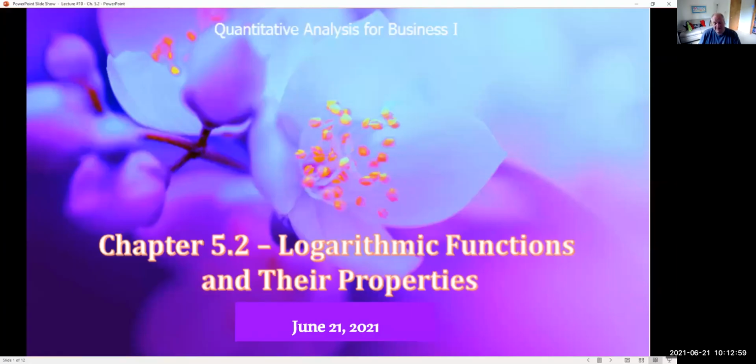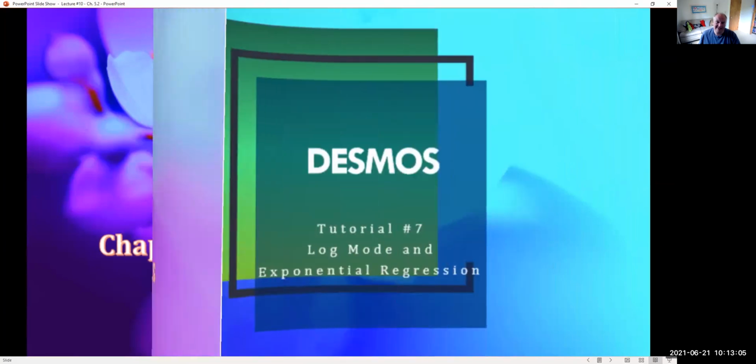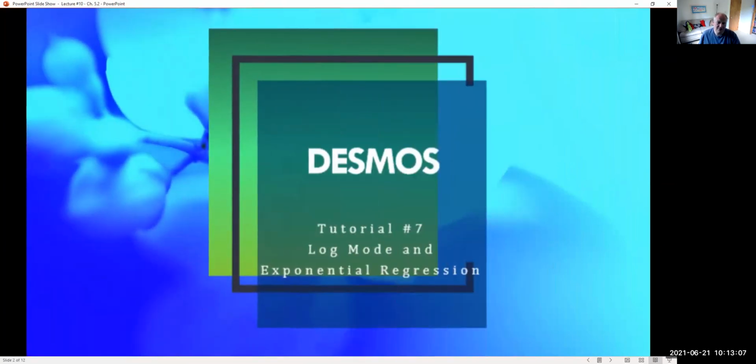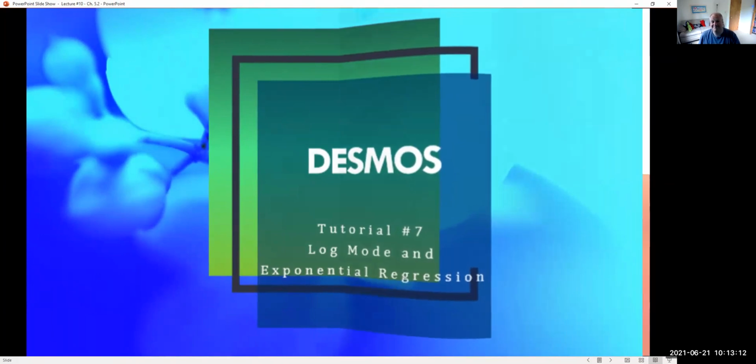Now we're going to talk about chapter 5.2, which is logarithmic functions and their properties. In this section, we're going to talk about how to do regressions with exponential functions once more, and we're going to include the idea of log mode, and we're going to talk a little bit about what log mode is.